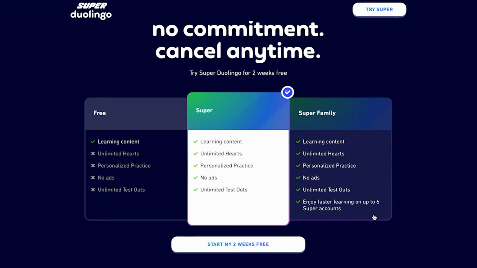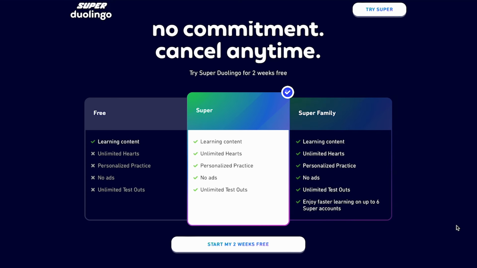Or they have a family plan if you want to split with friends or family. That costs $120 per year, or about $10 per month on average.